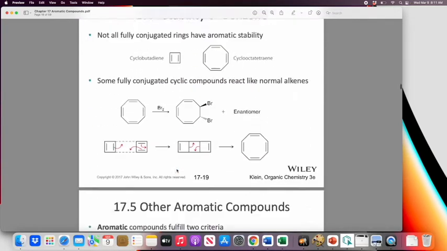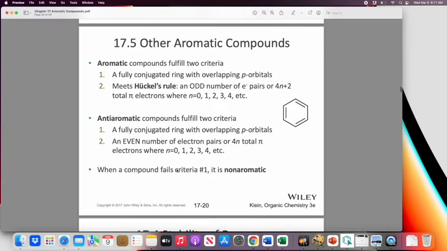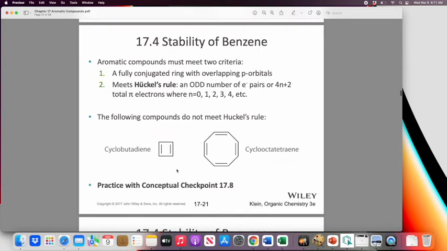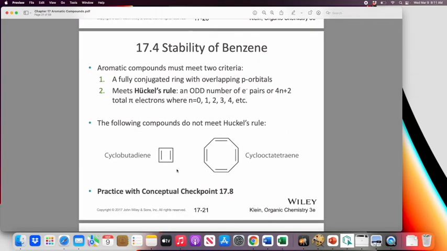Okay, so here are our rules for aromatic compounds. In order to be aromatic, you've got to meet these two rules. Rule 1: a fully conjugated ring. You have to have all of these peanut-shaped orbitals all lined up, all in a row.